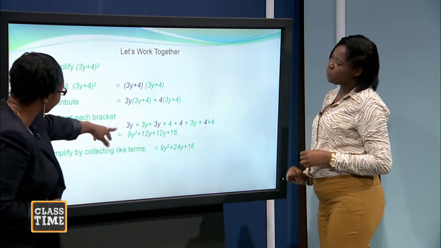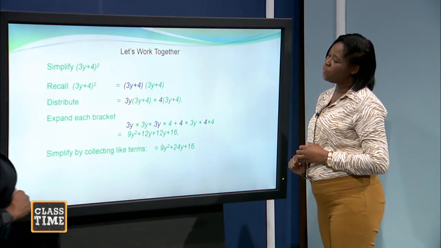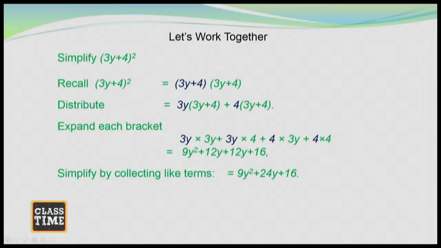Did I hear you say that 3y multiplying 3y would give us what? 9y squared. 9y squared. Okay. Thank you.